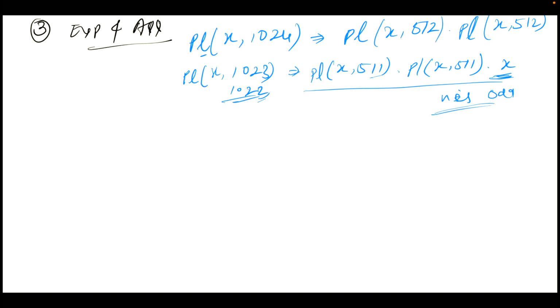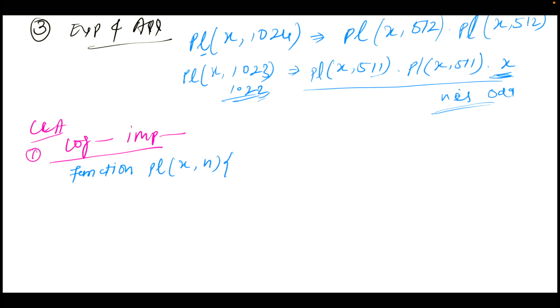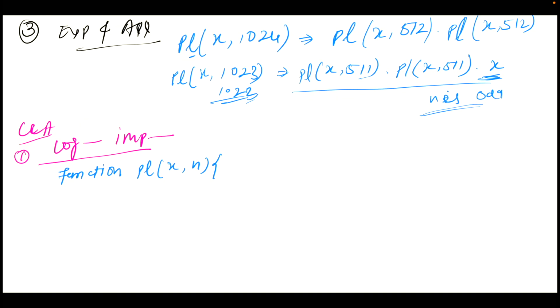Now we will implement the low level analysis. Inside low level analysis, logic implementation. Here we will implement our logic. That will be function PL of x comma n, right? And now firstly we have to calculate this one. This one means what? n by 2. So let x power n by 2 be PL of x comma n by 2, this one. Yes, exactly.